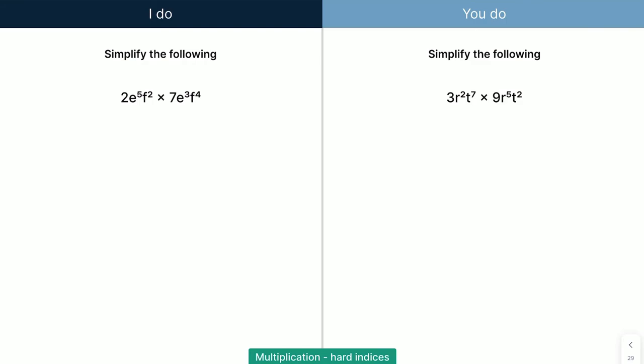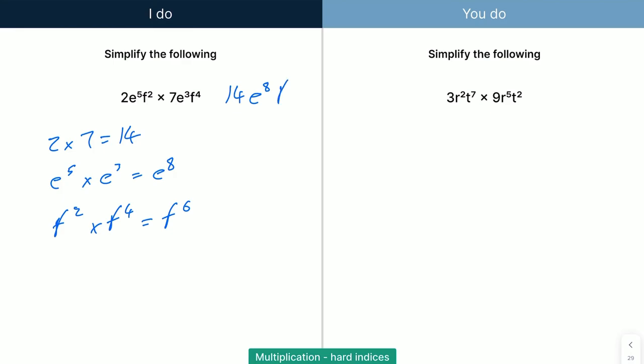Now moving on. So it looks a little bit trickier here. So again, I would recommend splitting it out. So 7 times 2 is 14. So we've done that. We now look at the e's, e to the power of 5 times e to the power of 3. That becomes e to the power of 8. And then finally, we have f to the power of 2 times f to the power of 4, which becomes f to the power of 6. So the final answer is 14, e to the power of 8, f to the power of 6.